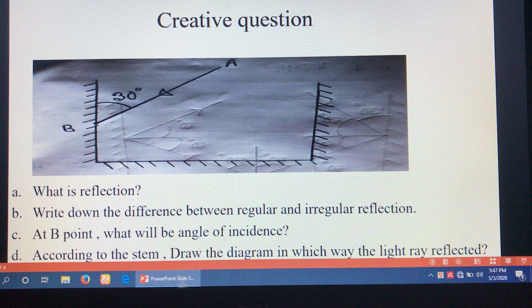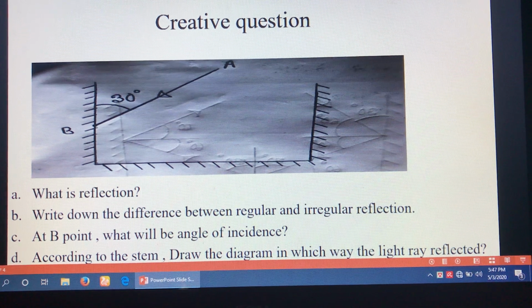Question A, what is reflection? This definition was already discussed in the second lecture. Now question B, write down the difference between regular and irregular reflection. This question's answer was also already discussed in the second lecture.